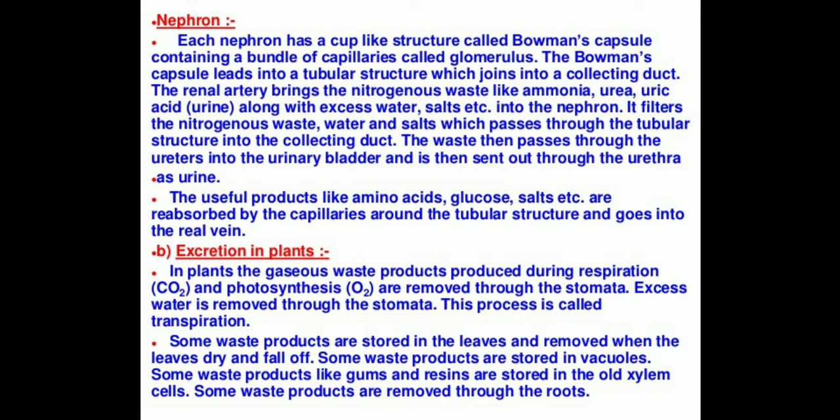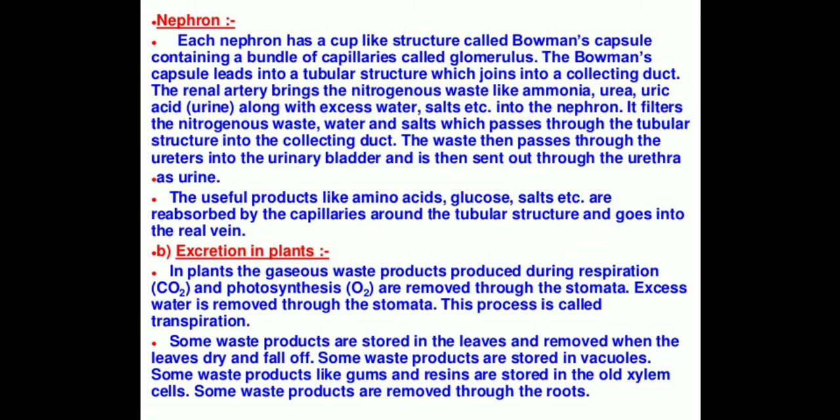In case of excretion in plants, the gaseous waste products produced during respiration, like carbon dioxide, and during photosynthesis, that is oxygen, are removed through the stomata. Excess water is removed through the stomata. The process is known as transpiration.